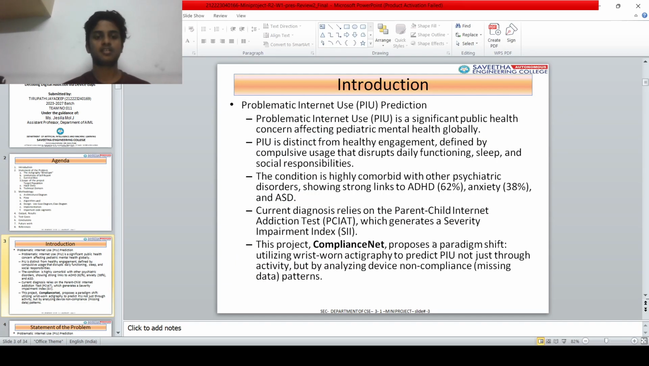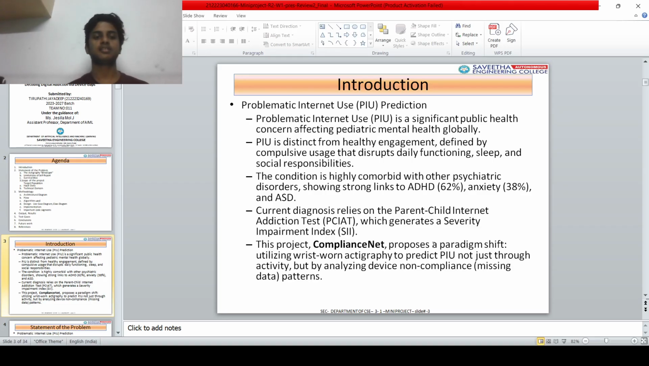Problematic internet use, also called PIU, is a serious mental health concern among children and adolescents. It refers to excessive and uncontrolled use of the internet. Problematic internet use negatively affects sleep patterns, academic performance and social behavior. This issue has become more common due to increased smartphone and device usage. Hence, early and accurate detection of PIU is very important.